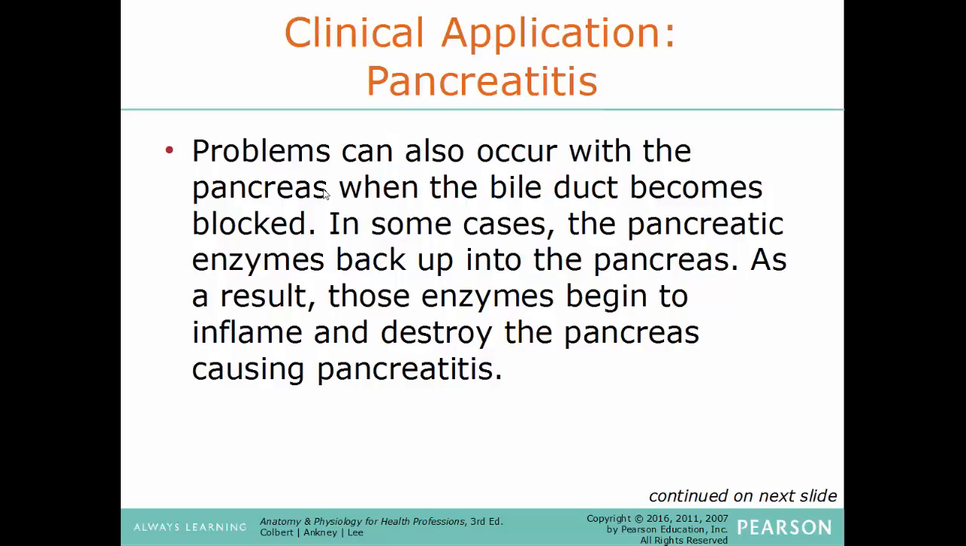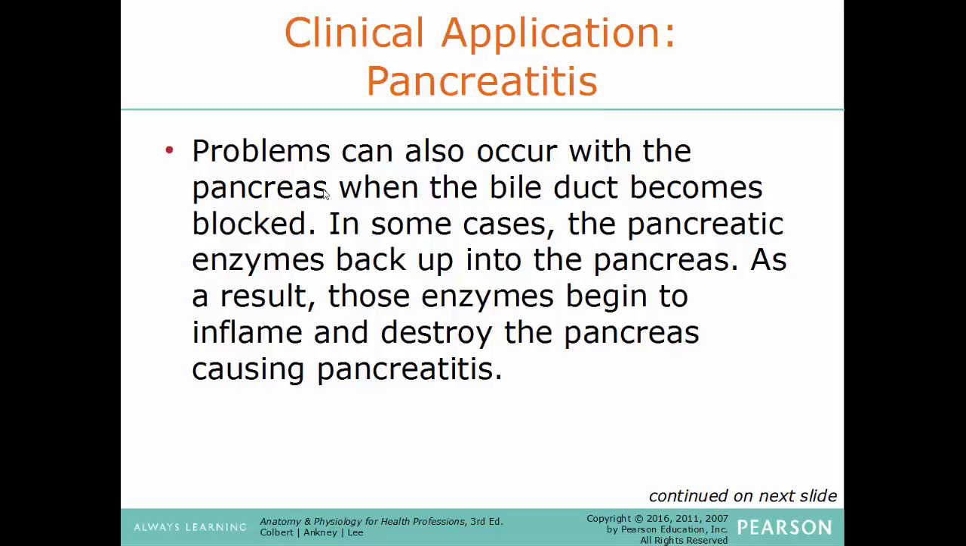Now we'll talk about another clinical application. We'll talk about pancreatitis. And there are some problems that can occur with the pancreas when the bile duct becomes blocked. In some cases, the pancreatic enzymes will back up into the pancreas. As a result of this, these enzymes will begin to inflame and actually destroy the pancreas itself.